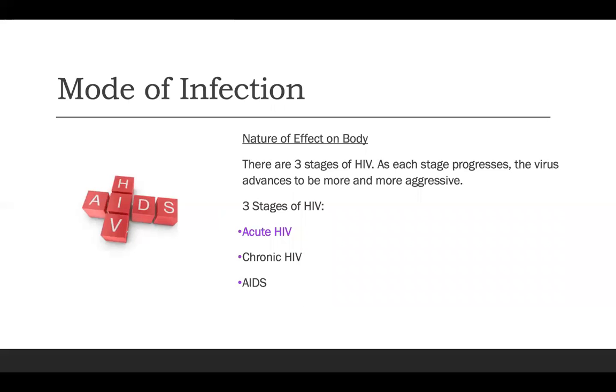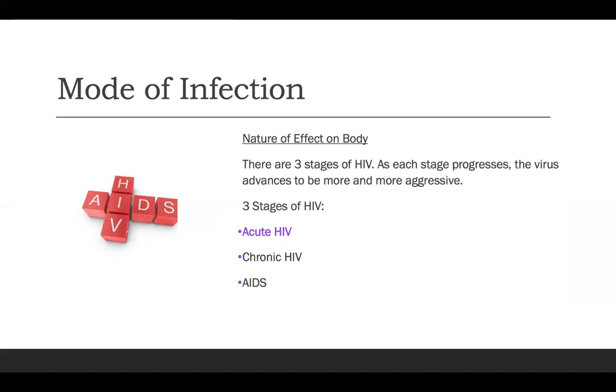The nature of the effect on the body is that there are 3 stages of HIV. Acute HIV is when flu-like symptoms occur days, weeks, or months after contracting HIV. Chronic HIV, or the asymptomatic stage, can last several years. The last and most aggressive stage of HIV is AIDS, which occurs when CD4 cell count falls below 200 cells per cubic millimeter. This makes a person at risk for future infections.